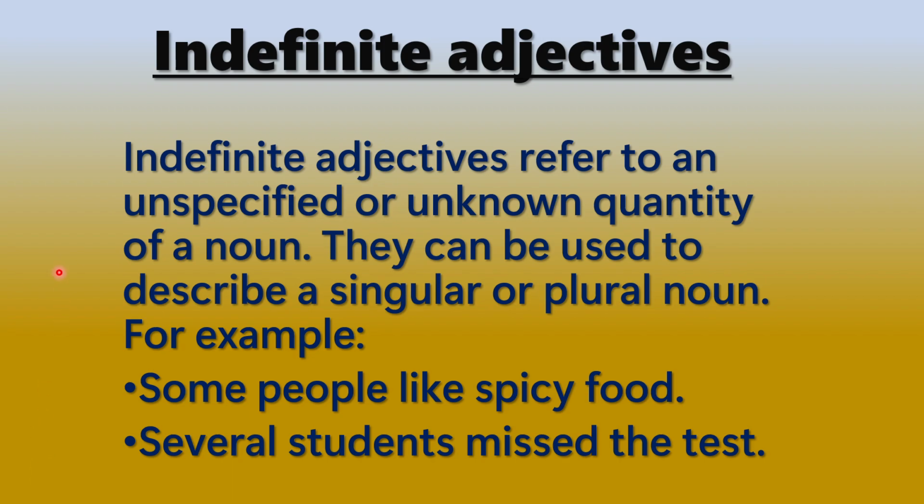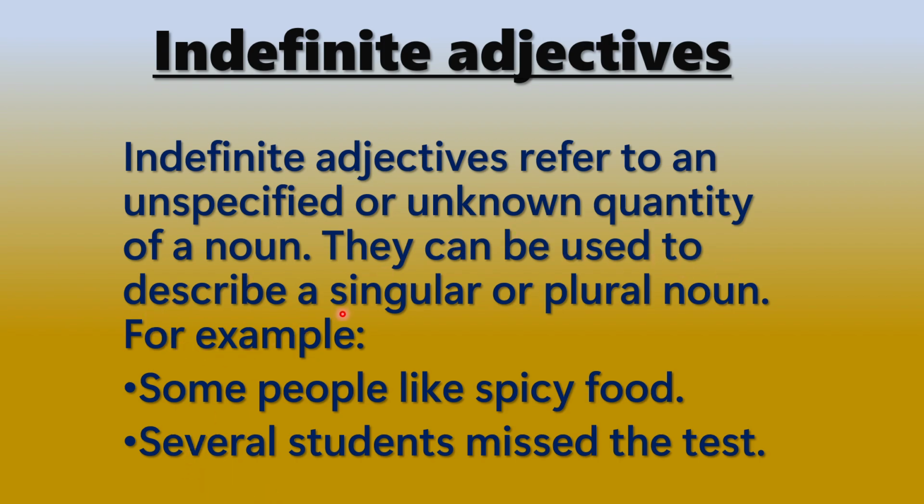The next one, indefinite adjectives. Okay, let's see what it has to tell us. Indefinite adjectives refer to an unspecified or unknown quantity of a noun. They can be used to describe a singular or plural noun. For example, some people like spicy food. Several students missed the test. Some, several, this is describing. It's a describing word.